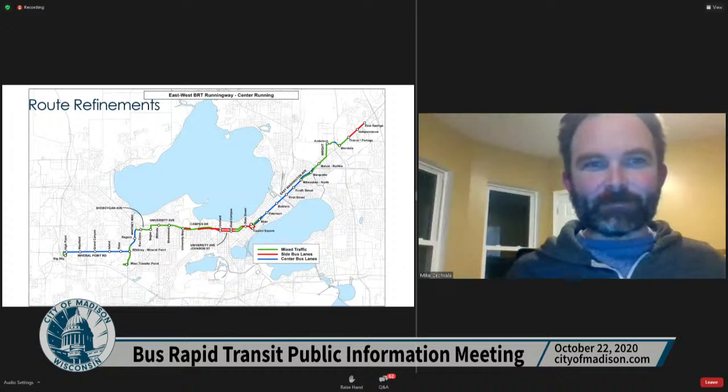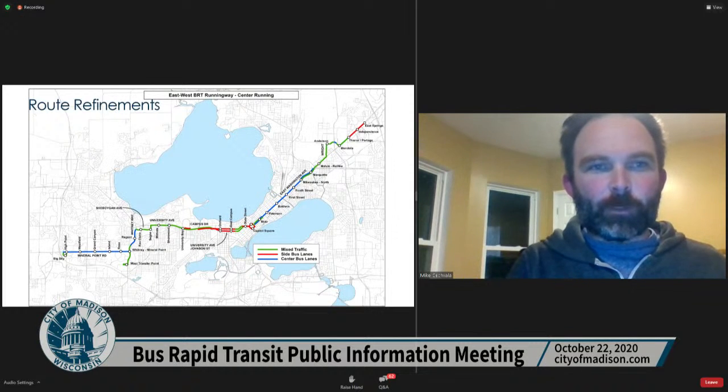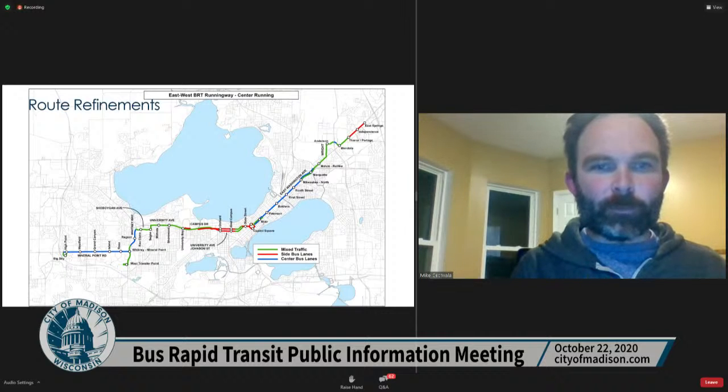I was heavily involved in that. We had about a year or two when we were developing the locally preferred alternative. We had looked at several different routes through the downtown area. Chiefly, we had looked at bypassing the square on the south side using the Wilson-Doty one-way couplet. We had looked at the outer loop. We looked at Johnson-Gorham.